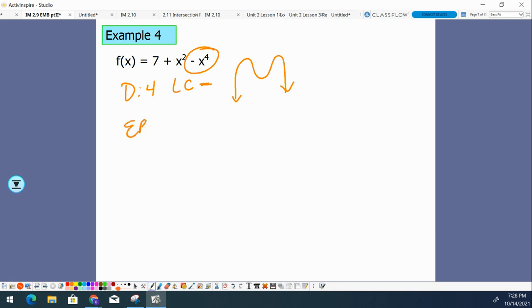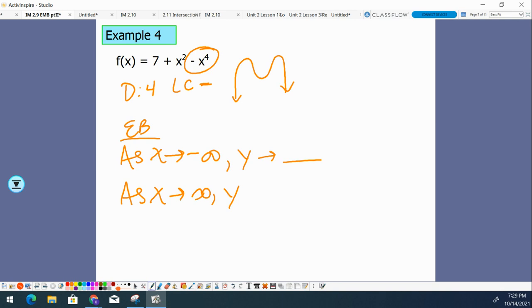So for our end behavior, as x approaches negative infinity, y approaches what? As x approaches positive infinity, y approaches what? So the left side is pointing down to negative infinity. The right side is also pointing down to negative infinity. So everything hinges on the degree and the leading coefficient.